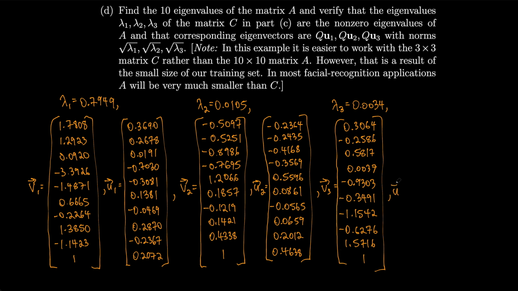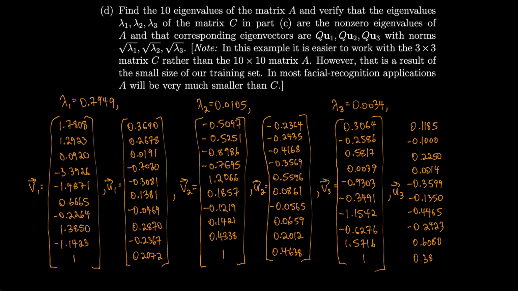Okay, let's normalize that to get u3. So that's 0.1185, negative 0.1000, 0.2250, 0.0014, negative 0.3599, negative 0.1350, negative 0.4465, negative 0.2423, 0.6080, 0.3868.